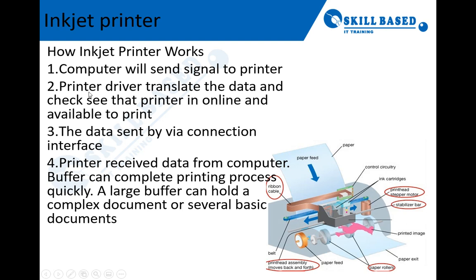So the printer circuit board will translate the data. We'll receive the data from the computer and then translate it, to see if the printer is online or available to print. It will be sent through the cable connection, usually USB, or wireless, Bluetooth or Wi-Fi, and the printer will receive the data from the computer.